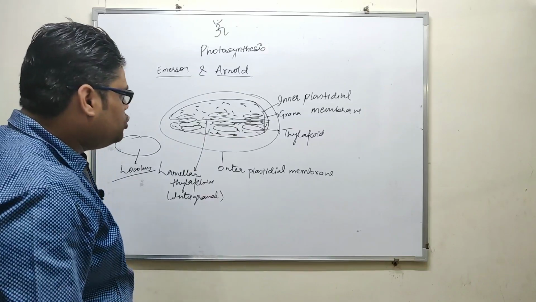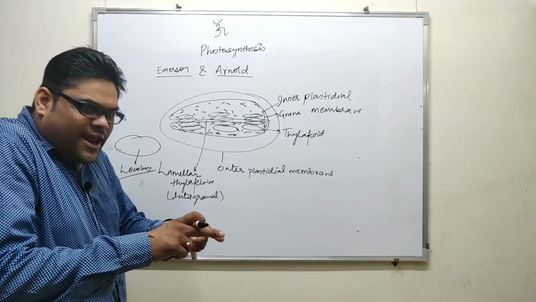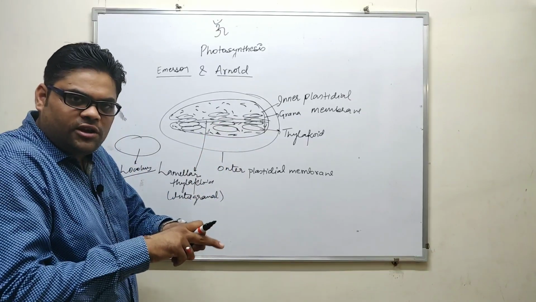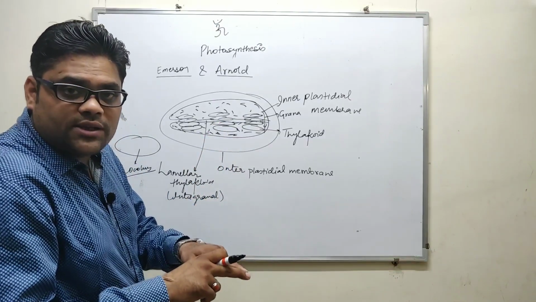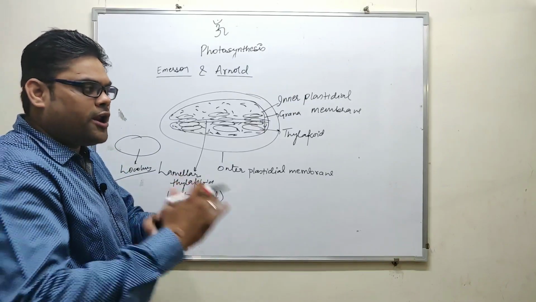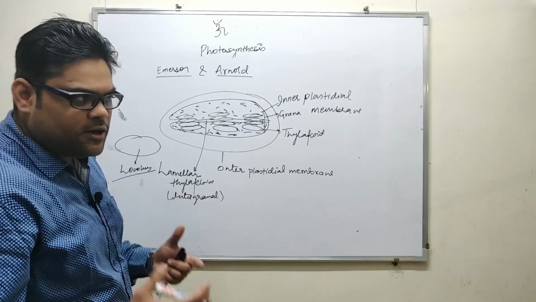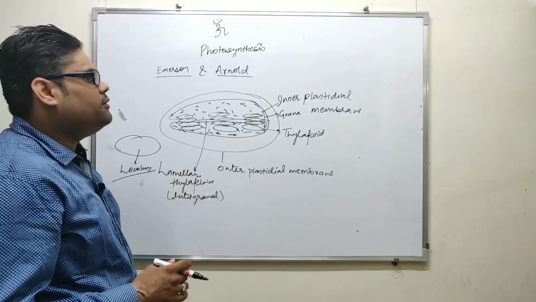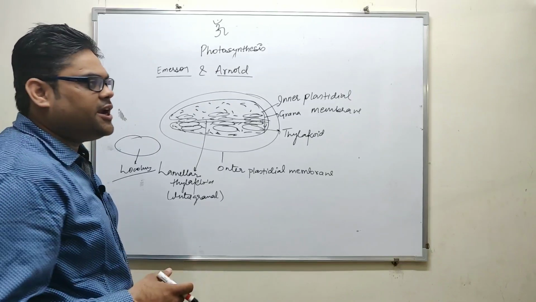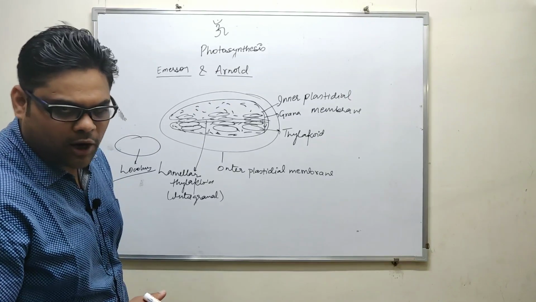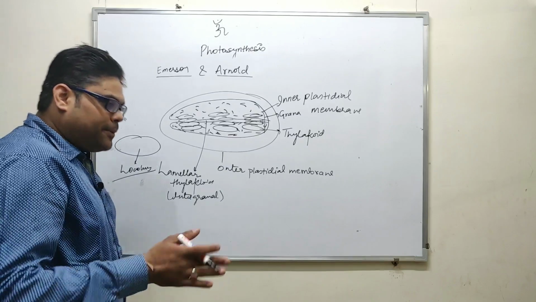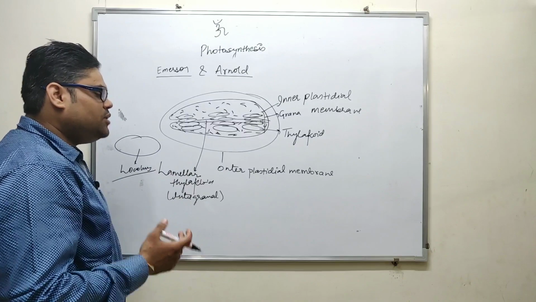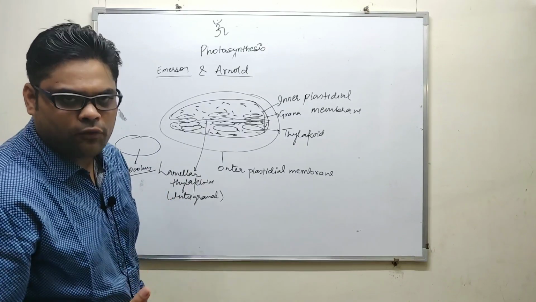There are parts where two membranes approach each other, like this membrane and this membrane. That is known as the appressed part of the thylakoid. The other part, which is not approaching each other, on the opposite side, is known as the non-appressed part of the thylakoid. Why am I telling you this? Because they are the site for the distribution of different types of photosystems.